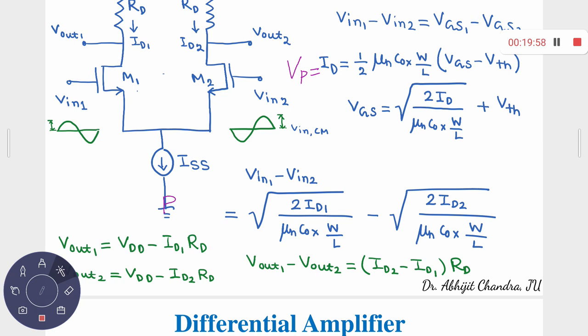As you know, Vout1 is given by VDD minus ID1 RD, and Vout2 is given by VDD minus ID2 RD. I have used different IDs, ID1 and ID2, because if they have the same DC level, if I tie these two gates together, then we have the same current. Otherwise, the input can vary; this is my point of observation. When Vin1 is extreme positive, Vin2 is extreme negative. In a differential pair, you don't expect ID1 and ID2 to be the same, but their summation is equal to ISS. That's why I can have different values for ID1 and ID2. So obviously, Vout1 minus Vout2 is given by ID2 minus ID1 times RD.